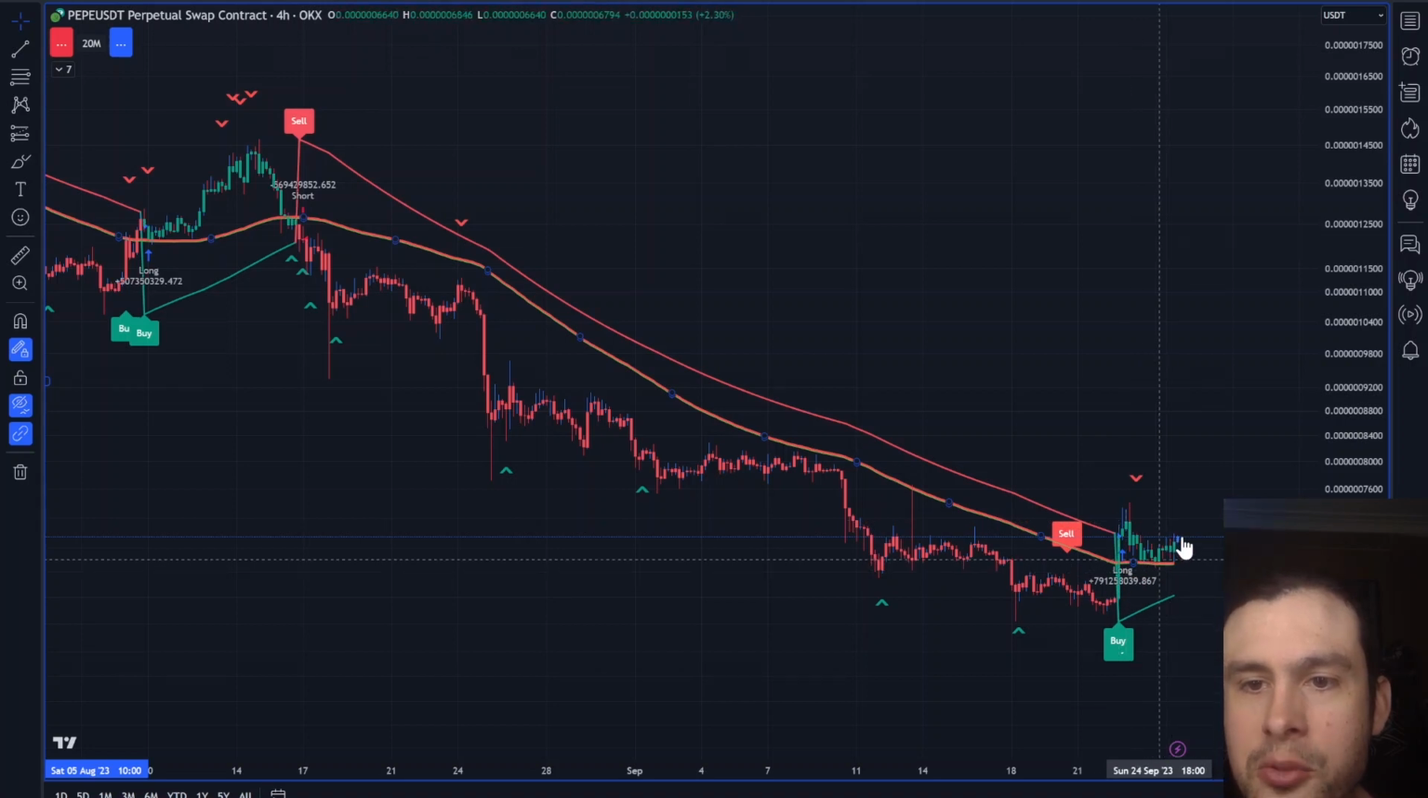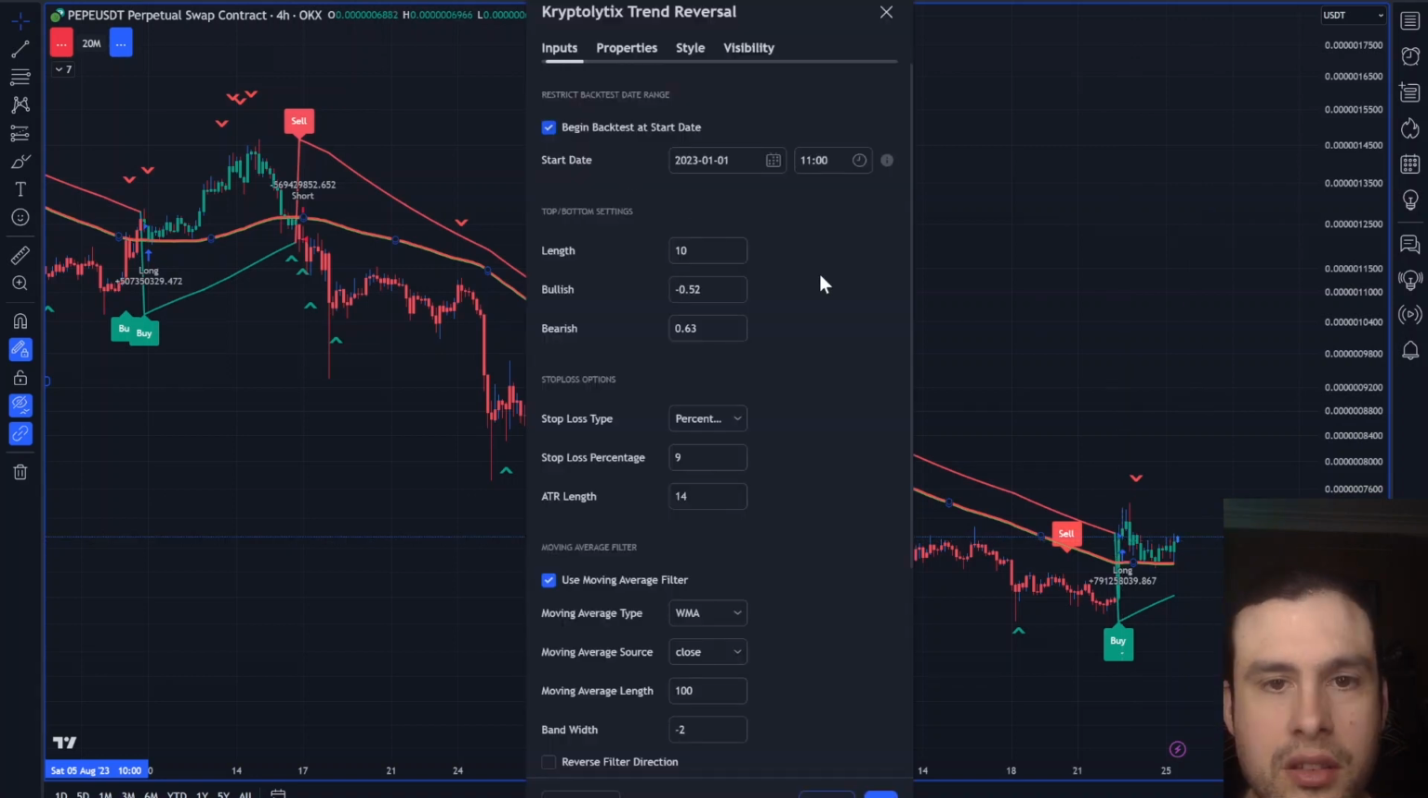But anyway, we broke above it, came down to it, held as support for several days, and now we're starting to push off that level once again. Yes, the long is underwater, but this one isn't a long, and we'll definitely have to see how that plays out. And yes, here we go. This is the moving average.